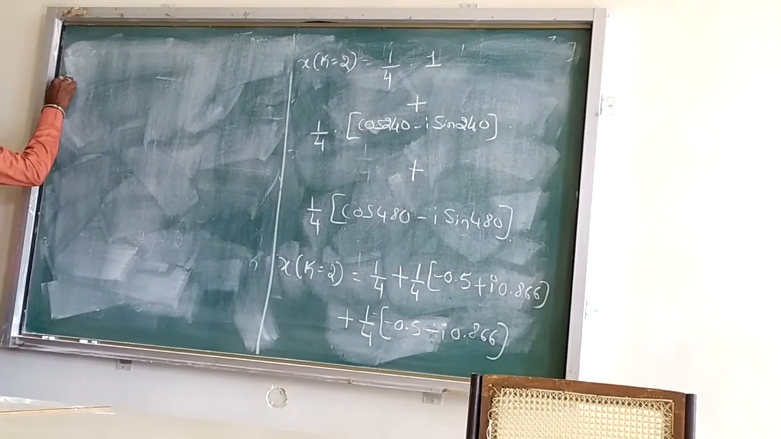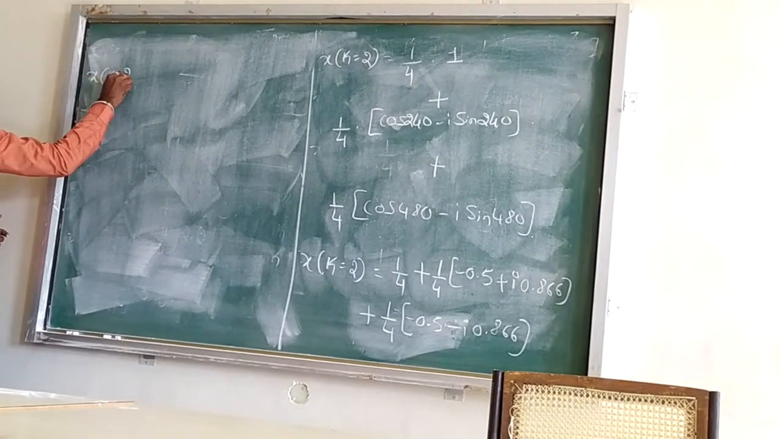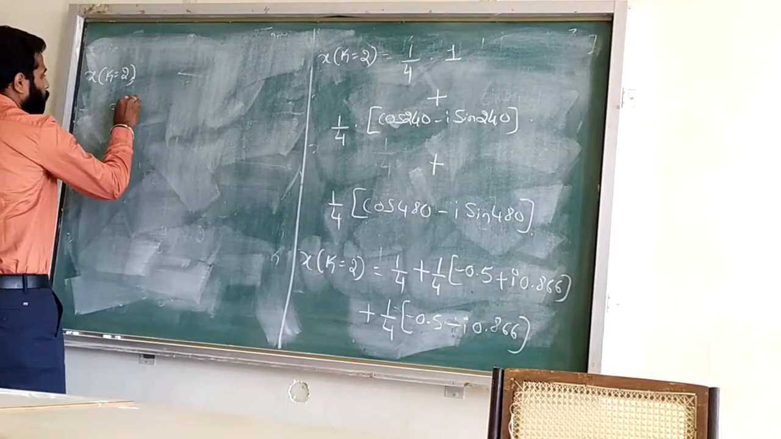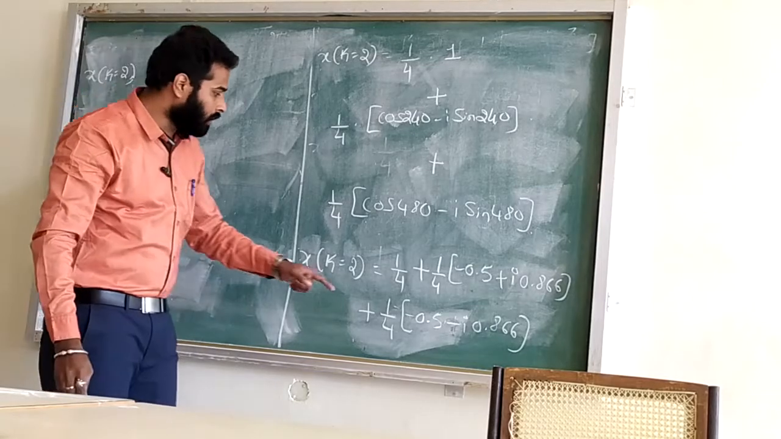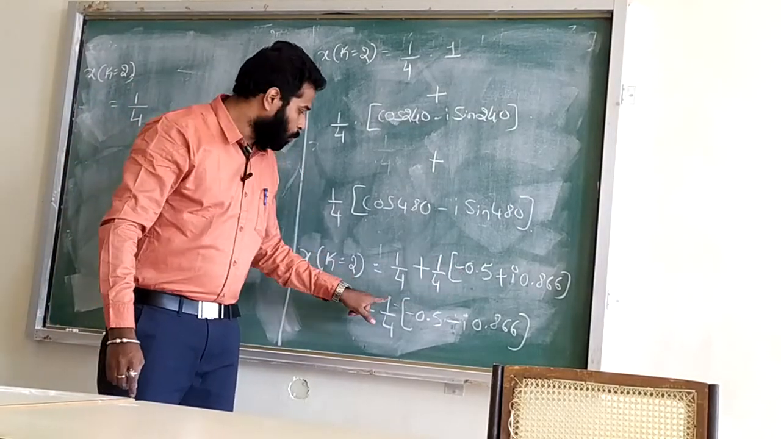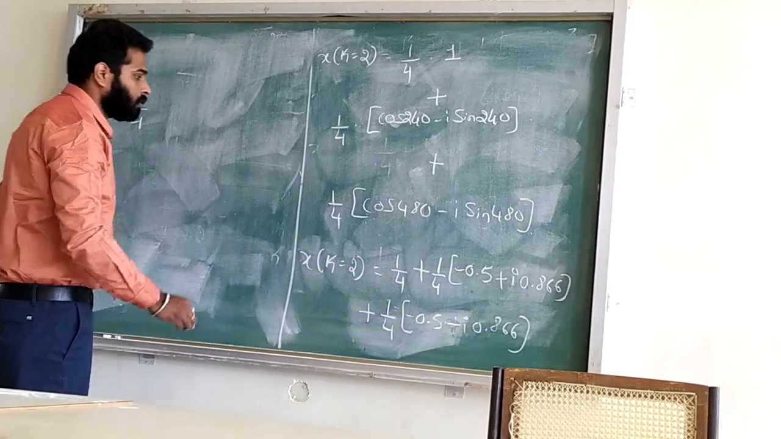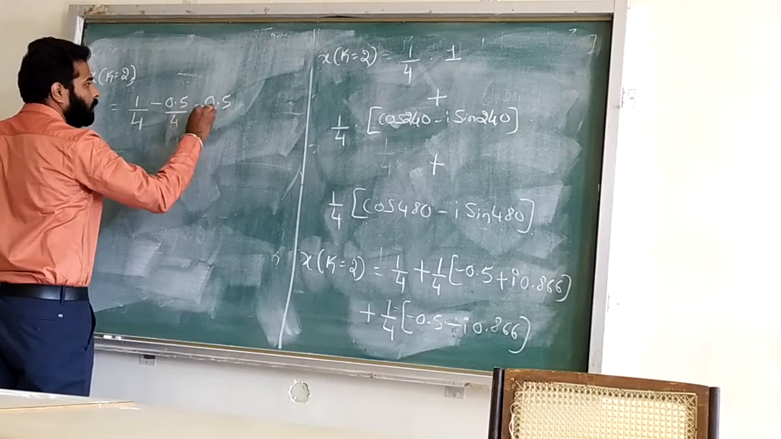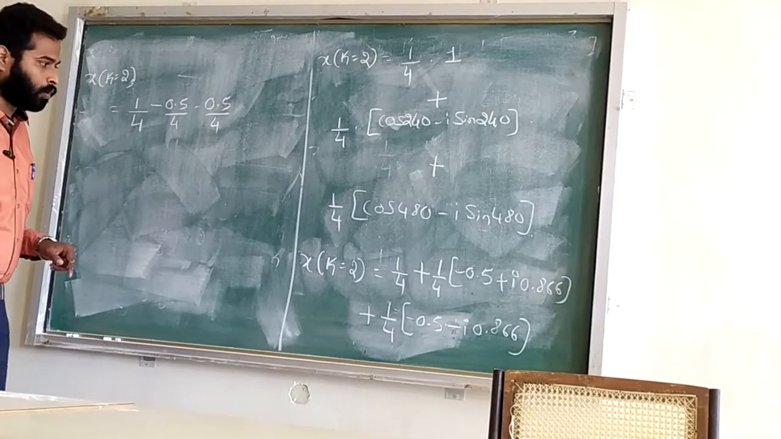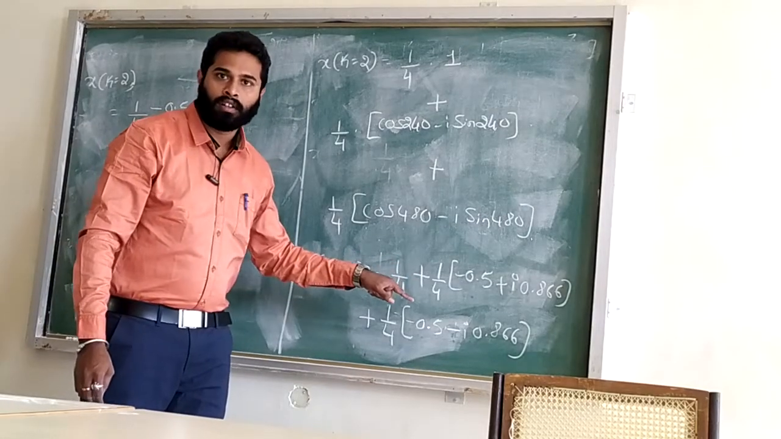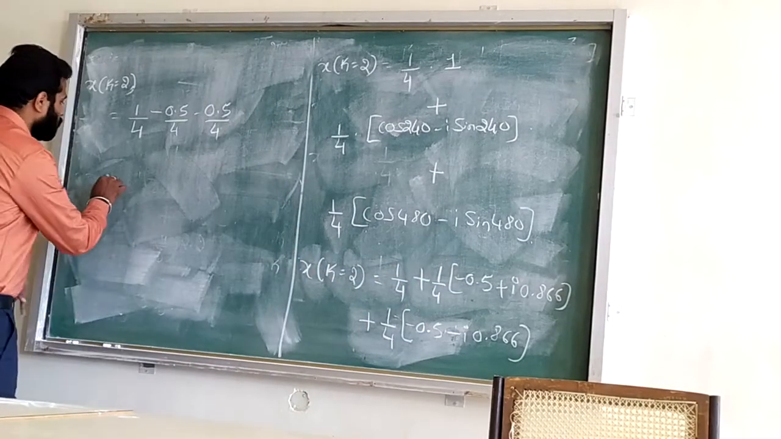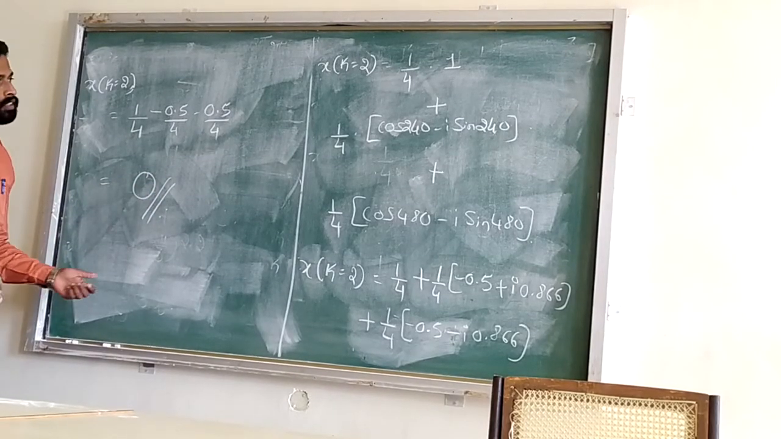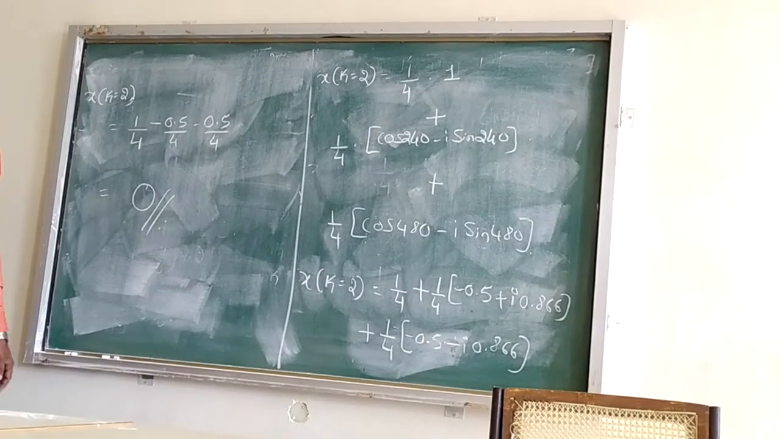So now x at k is equal to 2 is equal to 1 by 4 into 1, is 1 by 4. Okay. Now you can see here 1 by 4 into minus 0.5. So it is minus 0.5 divided by 4, minus 0.5 divided by 4. It is 0, sir. Total answer is 0. Everything cancels. So the answer is 0. Okay. This completes the problem.